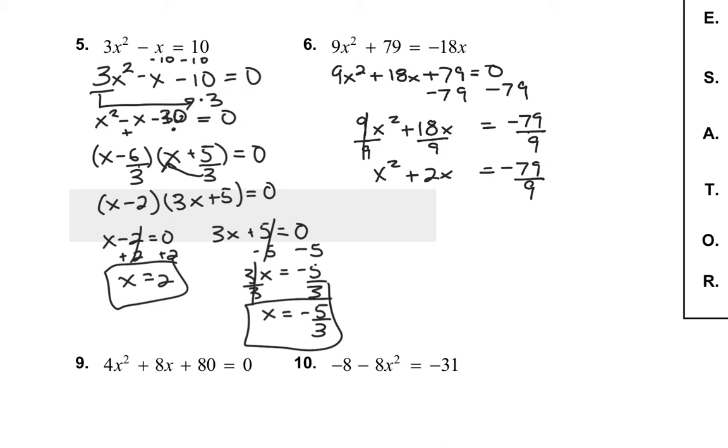So we're going to do b over 2 squared, so 2 over 2 raised to the second power. You put this in your calculator and it equals 1. So I'm going to add 1 to the left and 1 to the right. So the easiest way to add to a fraction is to change this 1 to 9 over 9. So instead of writing 1, I'm going to write 9 over 9. So I'm going to factor the left side, and then I'm going to add negative 79 plus 9, which is negative 70 over 9.